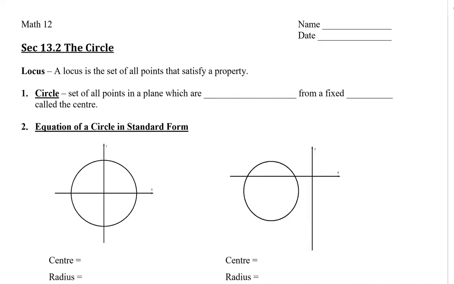In this video, I'm going to show you the equation of the circle. Now before we do that, I'm going to define a new word, and the word is locus. So locus is a set of all points that satisfy a property. So for example, the circle is a locus or a set of all points in a plane which are equidistant from a fixed point called the center.